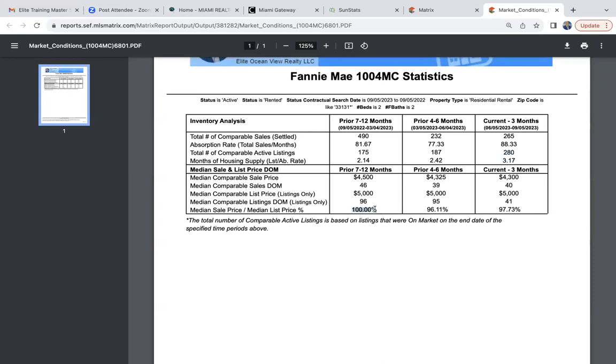From September 5th of last year through March 4th of this year, we were renting properties in Brickell, 2 bedrooms and 2 bathrooms, at 100% of the original price. Now we're down to 97% of the original price. We were renting properties at $4,500 a month. Now we're down to $4,300 a month. So again, you can see your trends, right? You can see which way we're leaning. At this point, it looks like price reduction in the Brickell market for a 2-2.